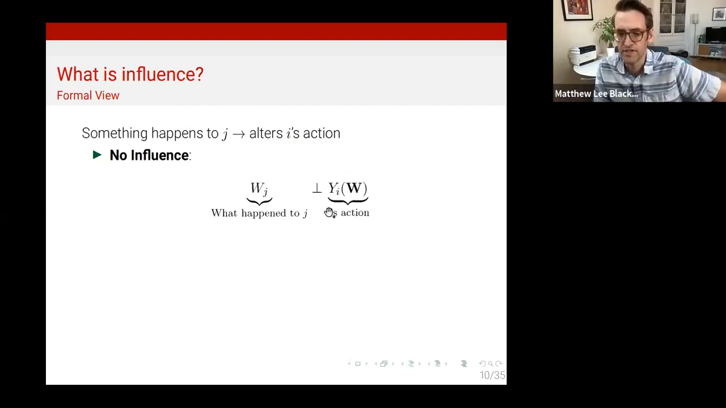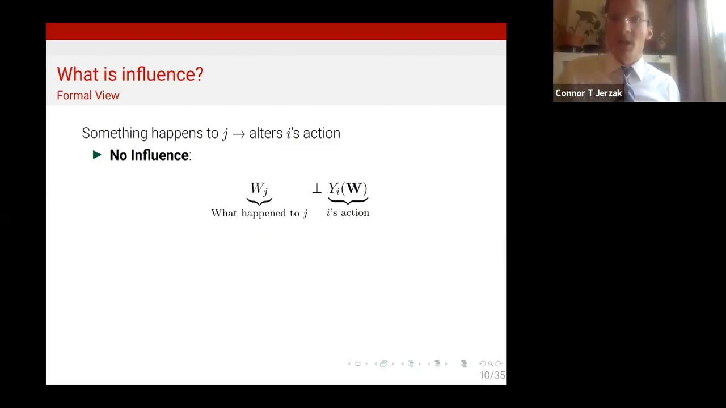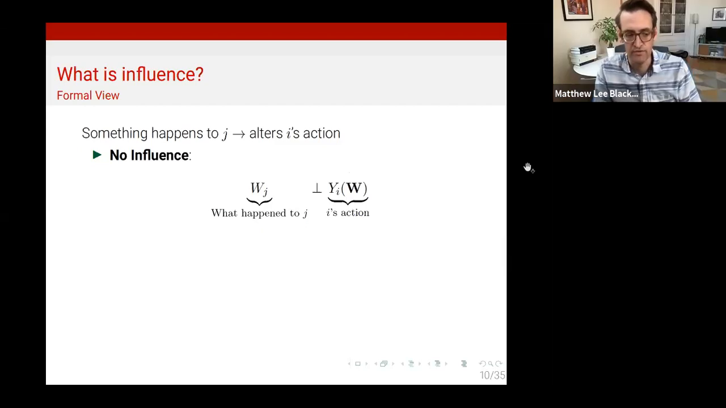So just to be clear then, so this is equivalent. I guess I missed it. Big W bold here is the observed value, the observed treatment assignment for this particular experiment. So this is basically saying if Wj is independent of observed Y. Yes, essentially, the observed Y. Okay. But it could still be the case.